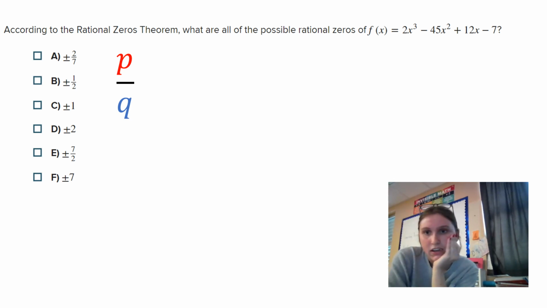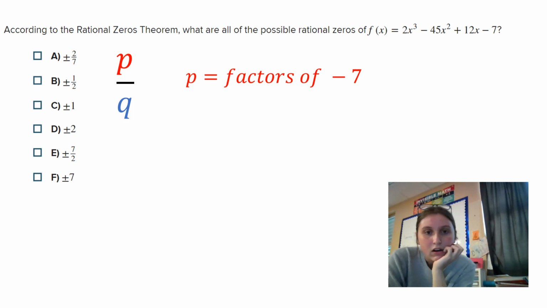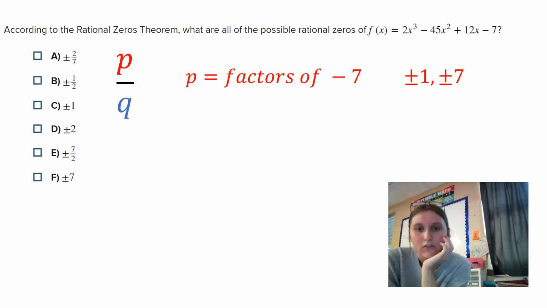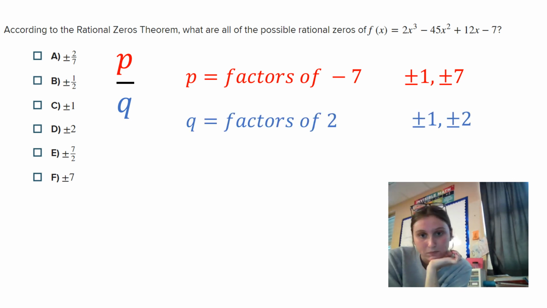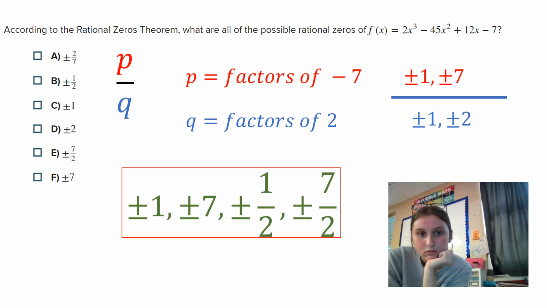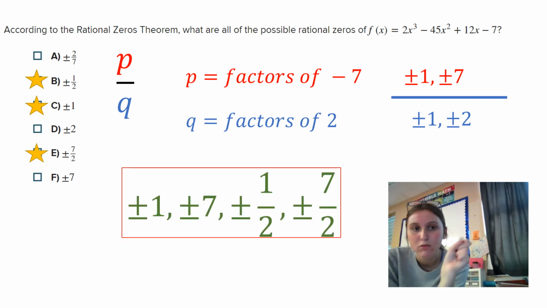Wait, 7, -7. Yep. And what are the factors of -7? We have 1 and 7. Yep. And the plus and minus ones. Q is going to be 2, which is 1 and 2. Perfect. So all of these give us all of our possibilities. Yep, and then you test all the multiple choice.